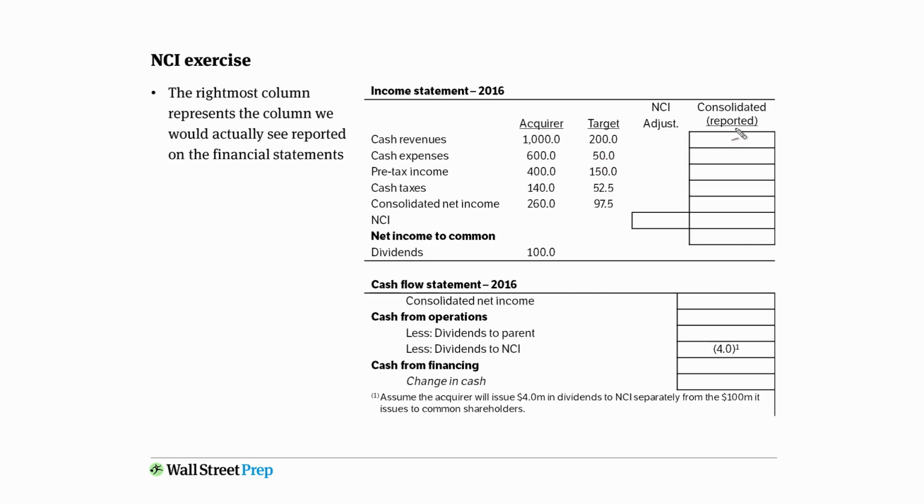So what you're actually going to see reported on the financial statements once the acquirer acquires this target, you're not going to see the acquirer's income statement anymore. You're going to see a consolidated income statement, which captures acquirer plus target revenue. And notice that even though in our exercise the acquirer has only acquired 80% of this target, the full revenue is being captured, the full expenses are being captured. Pre-tax income is therefore just the combination of both, 550.